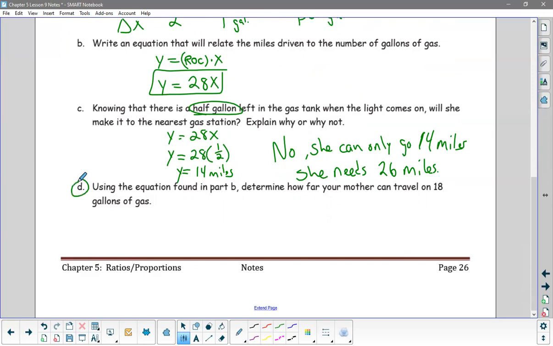All right, part D. Using that equation again in part B. So our equation in part B was y equals 28x, right? Determine how far your mother can travel on 18 gallons of gas. And again, we just said gallons of gas was our x value. So all we're doing is we're subbing in the 18 gallons of gas into x. And then we get out our calculators. 28 times 18 is 504 miles. So she filled up her tank all the way up to 18 gallons of gas and just drove. She's going to get 504 miles before she runs out of gas. Okay. All right, next page.